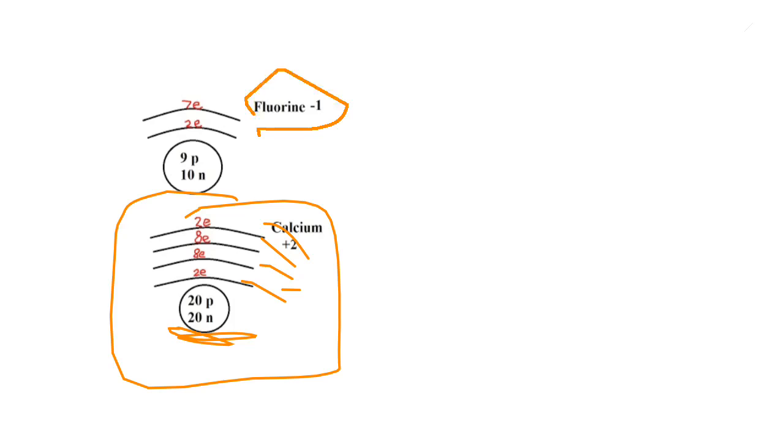Fluorine, on the other hand, has 9 protons. That means it has 9 electrons. And so it can have 2 in the first shell. You need a total of 9, so the second one is going to have 7.